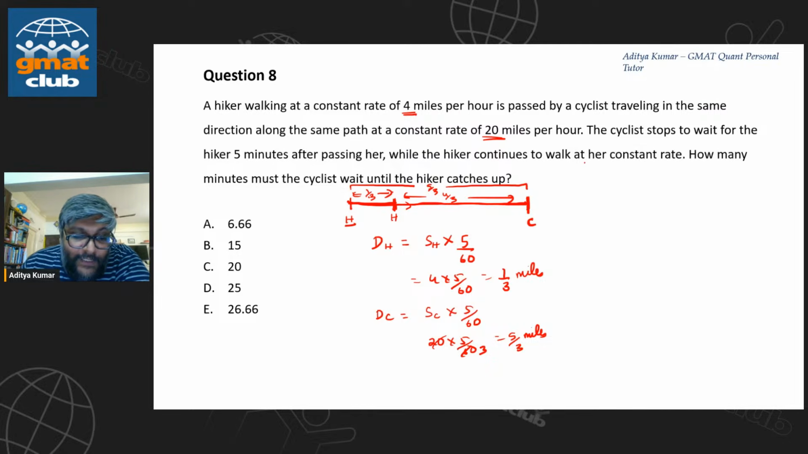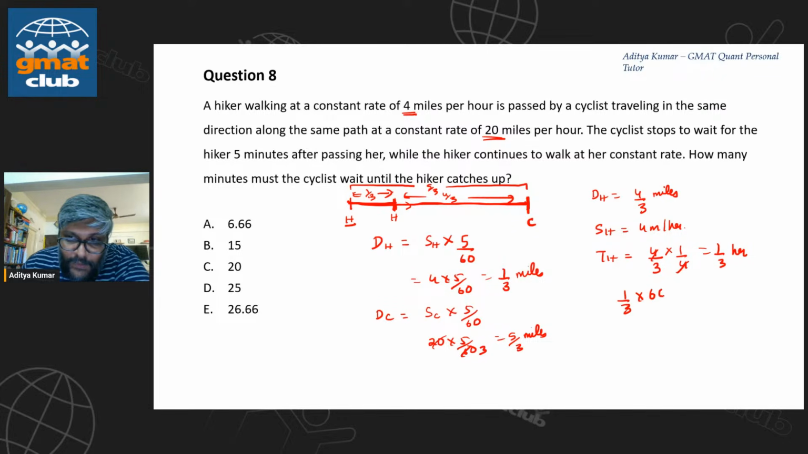So I know the distance that the hiker has to travel now is 4 by 3 miles. I know the speed of the hiker also, which is 4 miles per hour. So what will be the time the hiker takes to catch up to C? Time is distance divided by speed, right? So that is 4 by 3 into 1 by 4, that is 1 by 3 hours. And what is 1 by 3 hours? 1 by 3 into 60, and that would be 20 minutes. That is my answer.